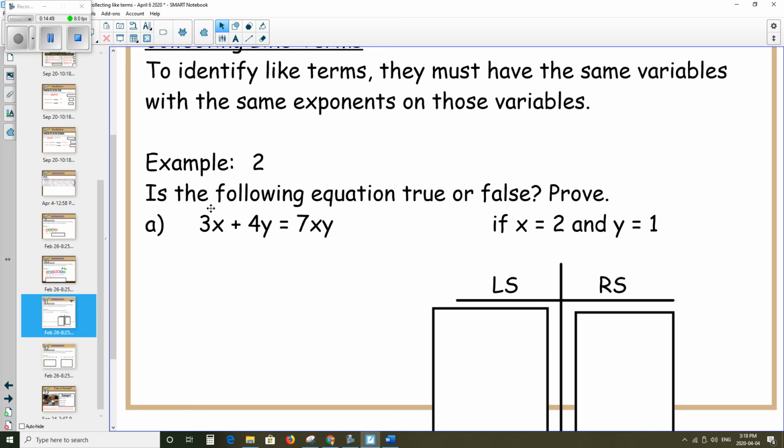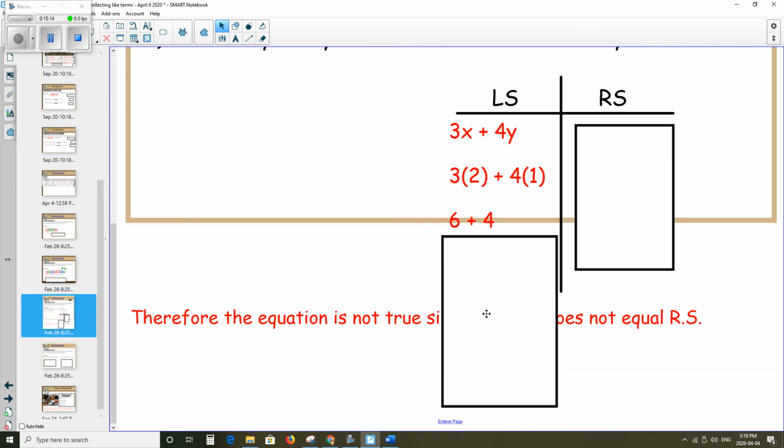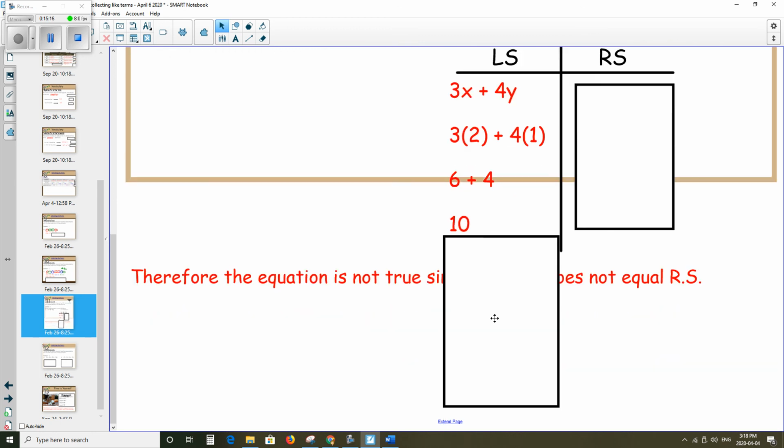Okay, so on the left-hand side, I mean the left side of the equal sign when I say left side. Right side, I mean the right side of the equal sign. So for the left side, we have 3x plus 4y, and I'm going to replace my x with 2 and my y with 1. I'm writing it in brackets. So 3 times 2 is 6, 4 times 1 is 4, which gives me 10.